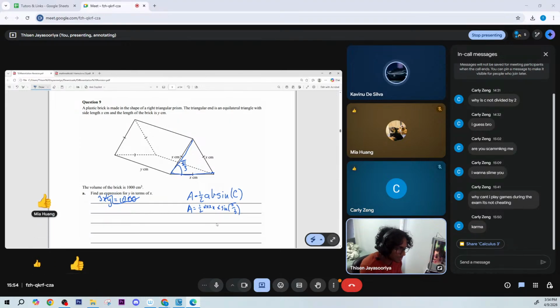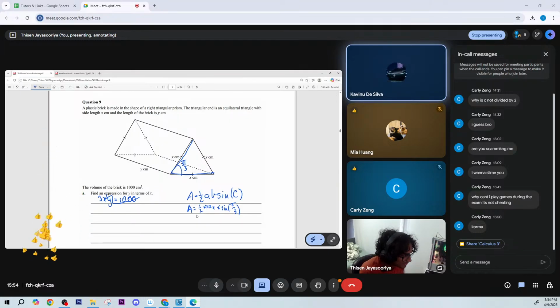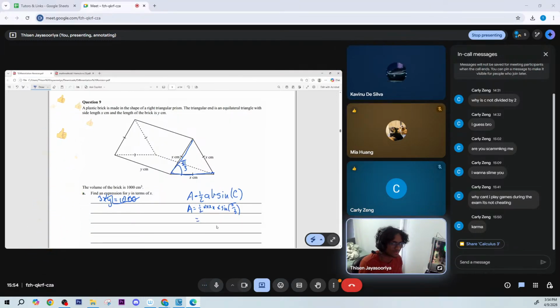Why can't we just use 60? It's the same. Because we think in radians. Think in radians.